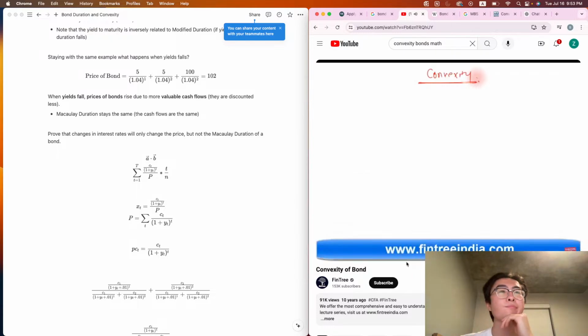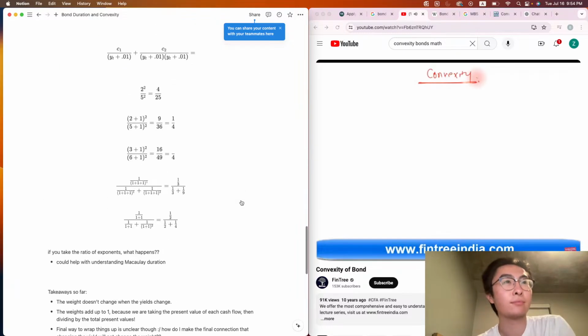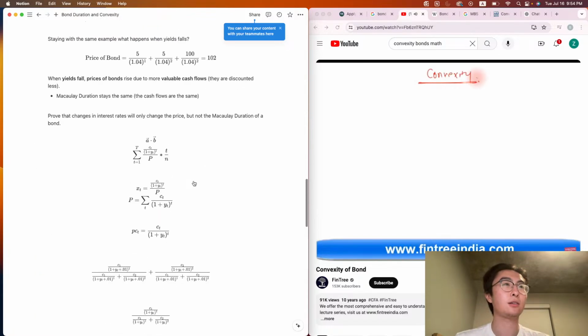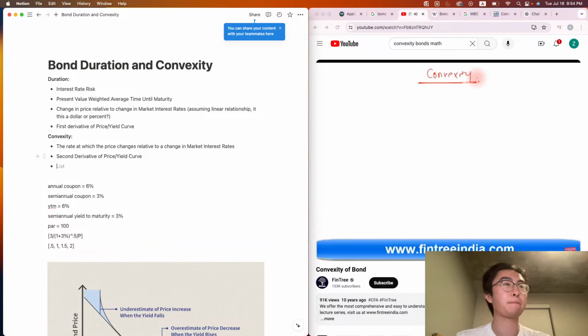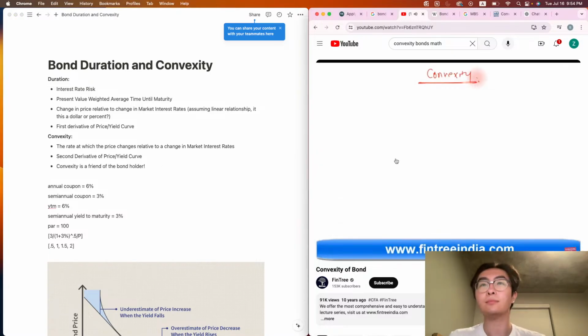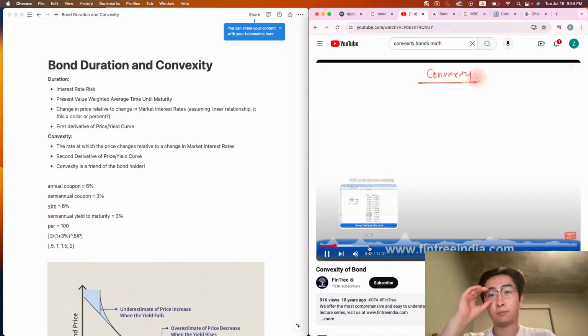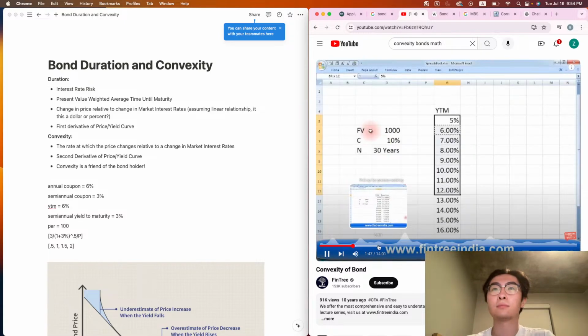Convexity is a friend of bondholder. Okay, what does it mean? It means that convexity is something which is always protecting a bondholder. So when the yield in the market increases, at that time bond price decreases, but because of convexity it would decrease less. But when the yield in the market decreases, bond price will increase.